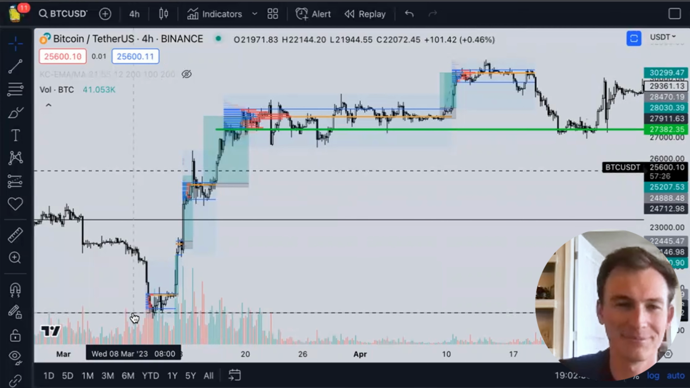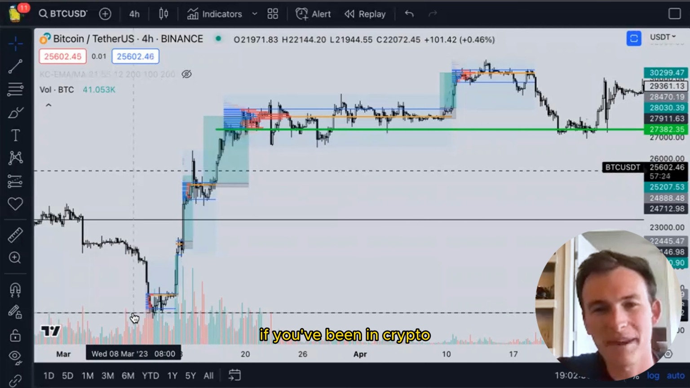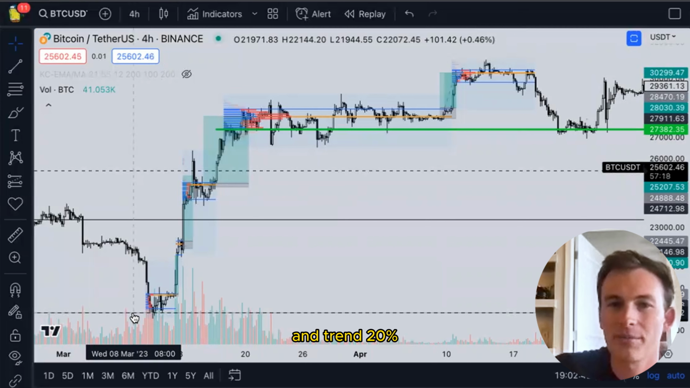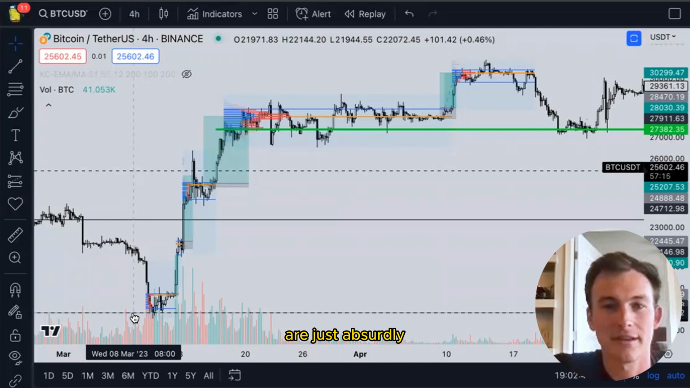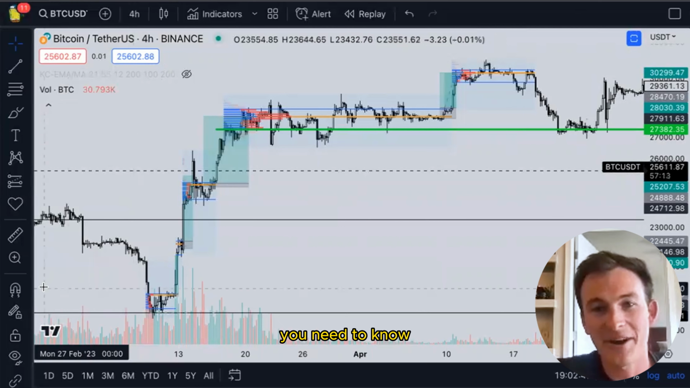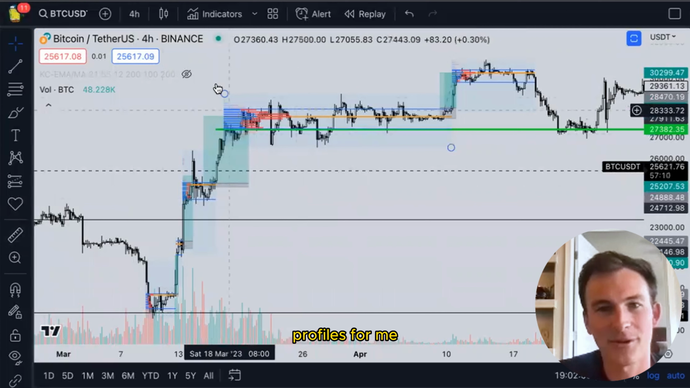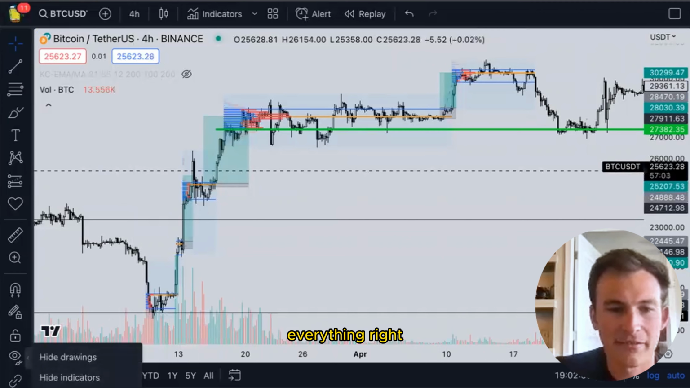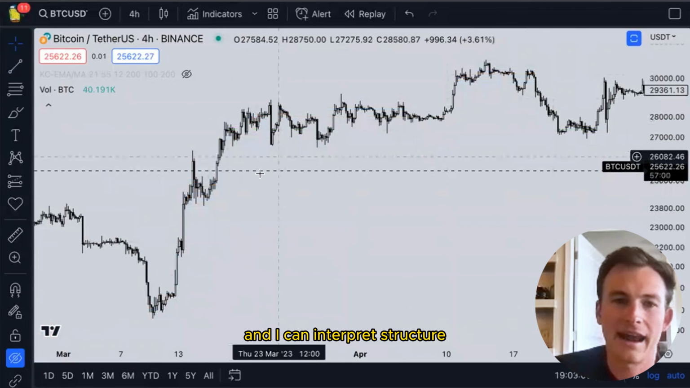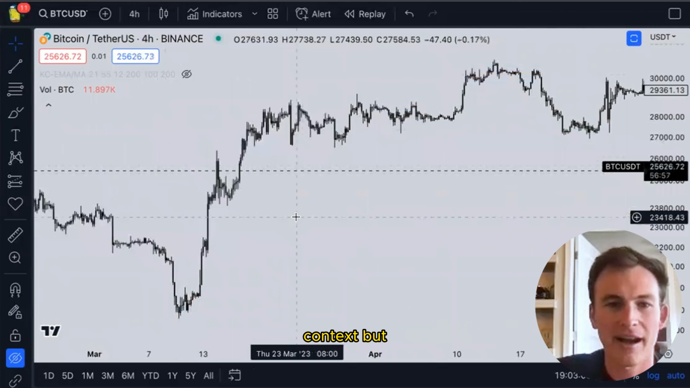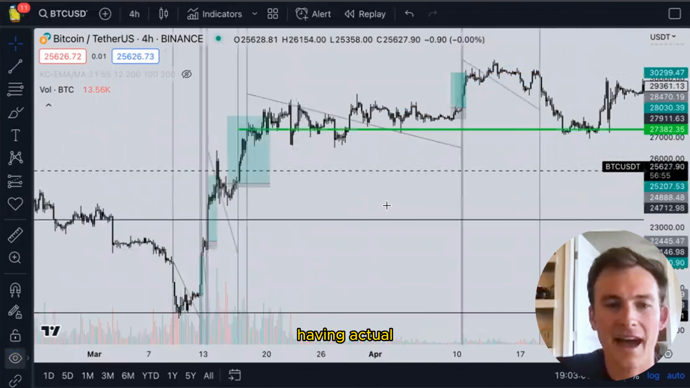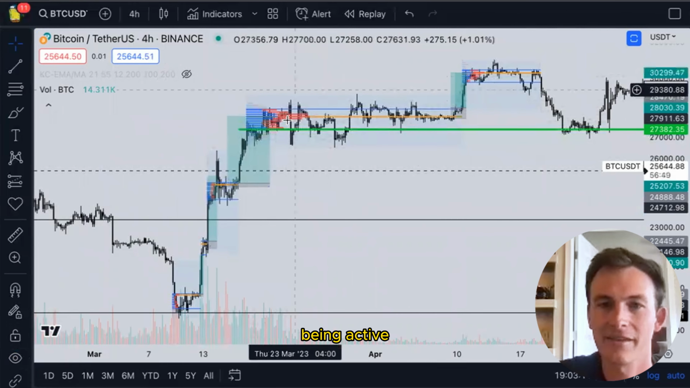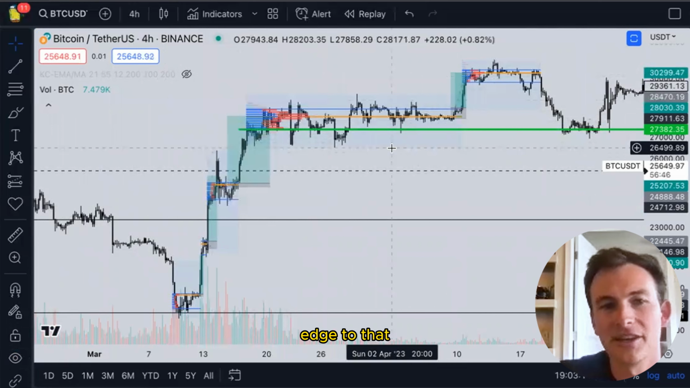Actually, that's a very broad and general statement, but if you've been in crypto, I think you kind of understand what I'm saying. Markets tend to range 80% of the time and trend 20%, but in crypto, those trends are just absurdly aggressive. So you need to know how to get on board. And these volume profiles for me are a great edge, even when you take away just everything, right? You just have structure, and I can interpret structure. We talked about context, but having actual data to really let you know where buyers and sellers are being active will just give you an additional edge to that.